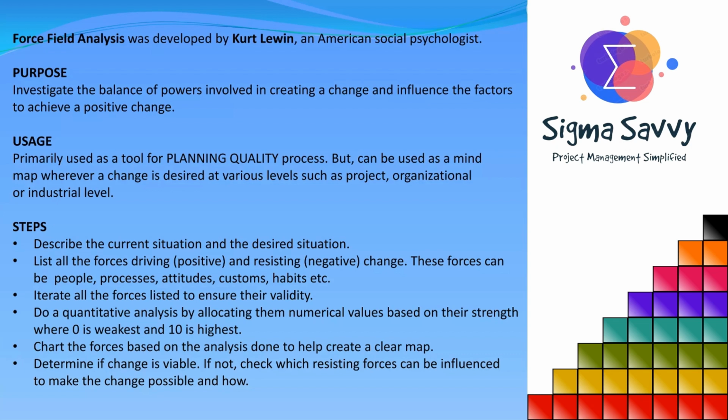Do a quantitative analysis by allocating them numerical values based on their strengths, where 0 is the weakest and 10 is the highest. Chart the forces based on the analysis done to help create a clear map of the situation. Then the last step is to determine if the change is viable. If not, check whether the resisting forces can be influenced to make the change possible, and how.